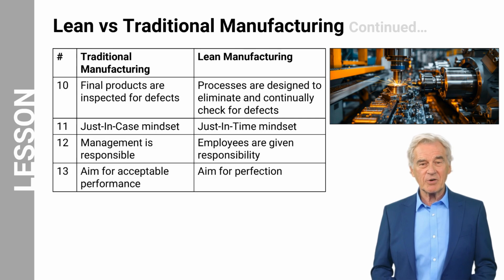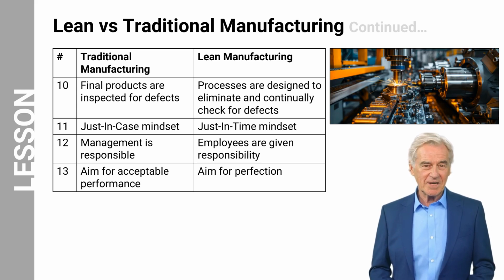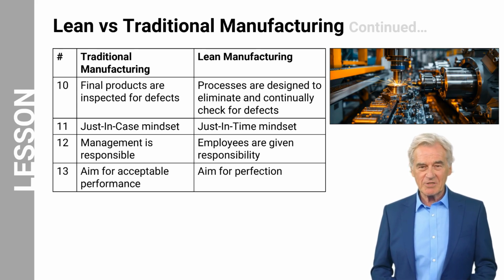The quality control and operational philosophies also differ significantly between traditional and lean manufacturing approaches. Traditional manufacturing relies on final product inspection to catch defects, whereas lean manufacturing builds quality checks into every step of the process, continuously monitoring and eliminating defects. The traditional approach follows a just-in-case mindset, while lean manufacturing operates on a just-in-time basis.